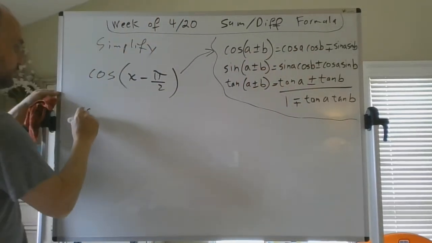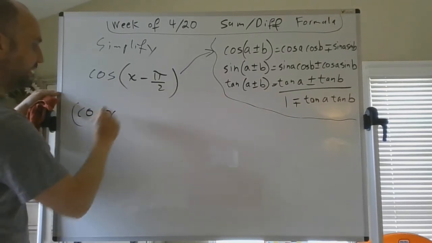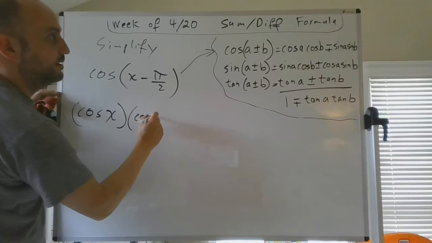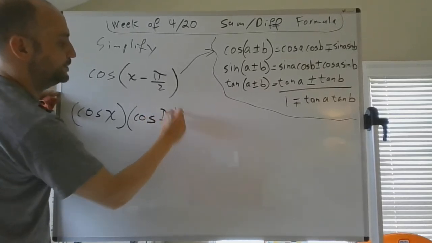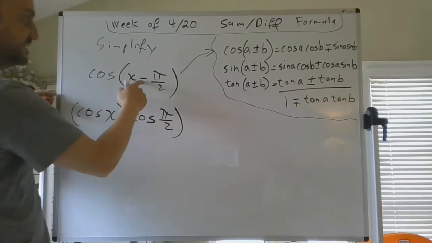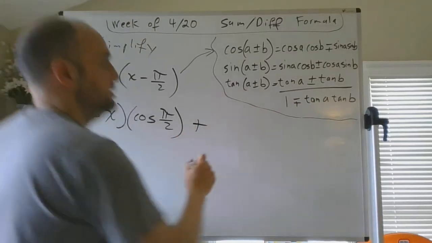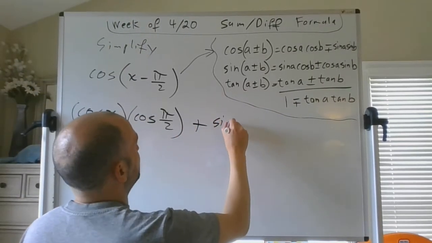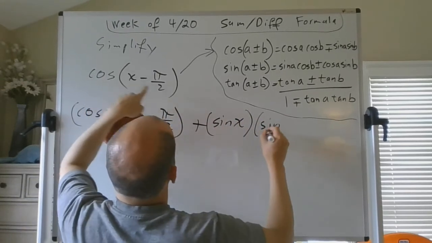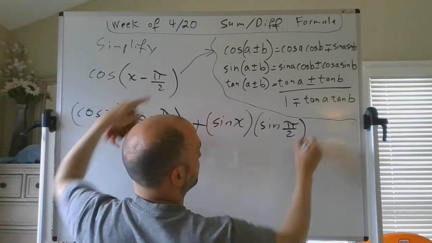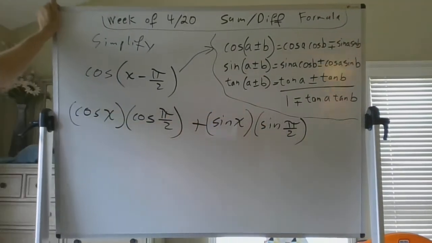Okay. So cosine of x, a, which is the first one, times the cosine of pi over 2. Okay. And then since it's subtracting here, we're going to use the addition part. Plus the sine of a, sine of b. So the sine of a times the sine of that second one. And we just got to work it out. Now, the only thing I really know here is what the sine and cosine of pi over 2 is.